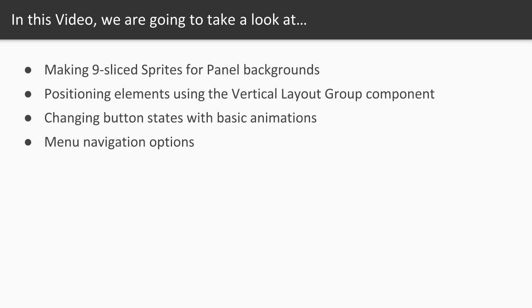We're going to take a look at making 9-sliced sprites for panel backgrounds, positioning elements using the vertical layout group component, changing button state through a basic animation, and menu navigation options. So let's get straight to it.